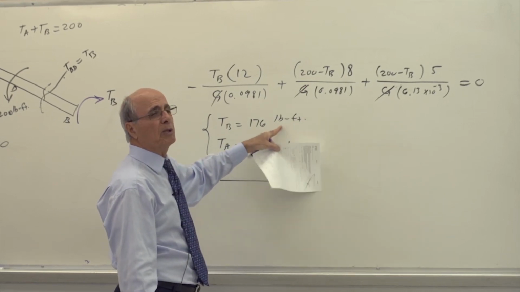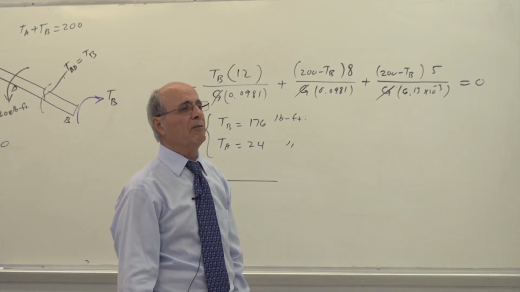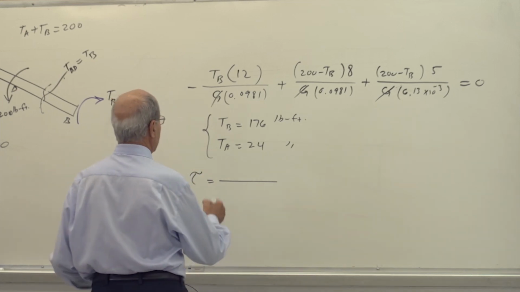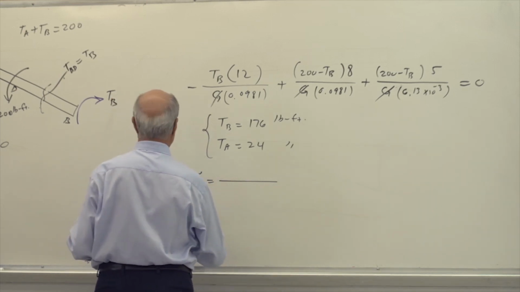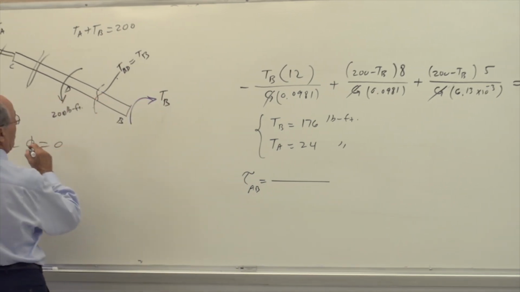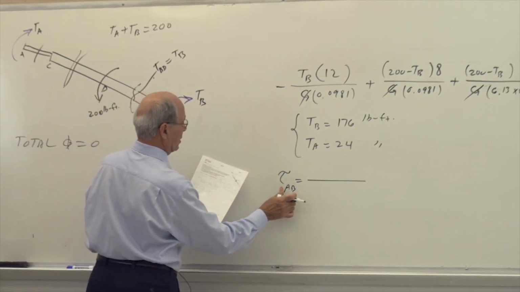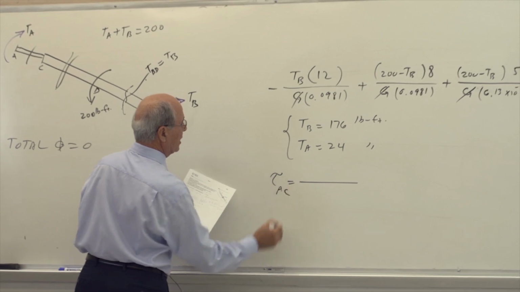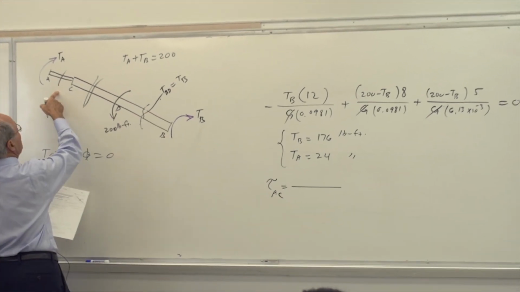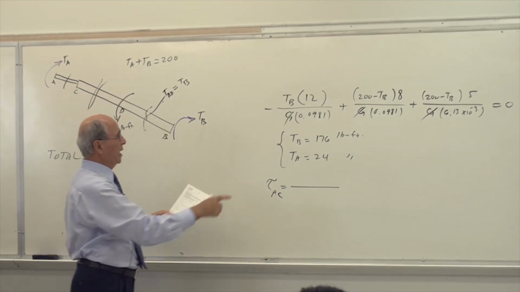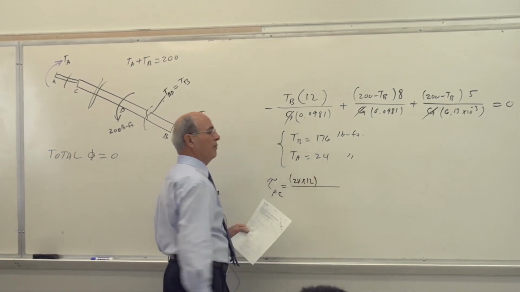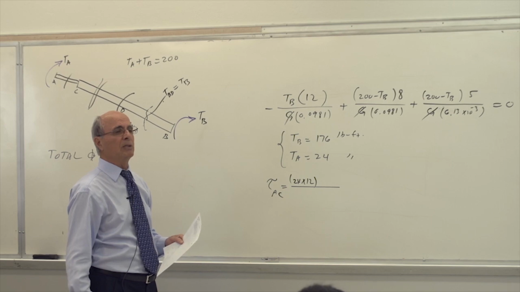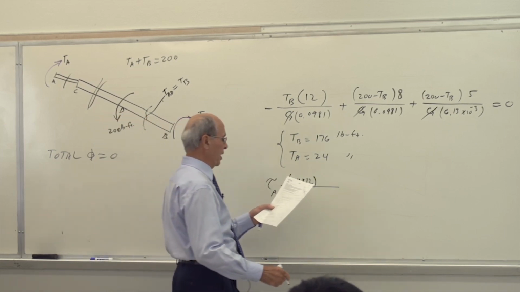All you have to do, multiply that by 12. Everybody, not the other way around. So tau, when you get that one, let's say tau AC, the shear stress. So this is AC. Therefore, from here to here, TA ends up to be 24. So it is 24 times 12. Everybody understand that? That is pound-inch of force multiplied by J.